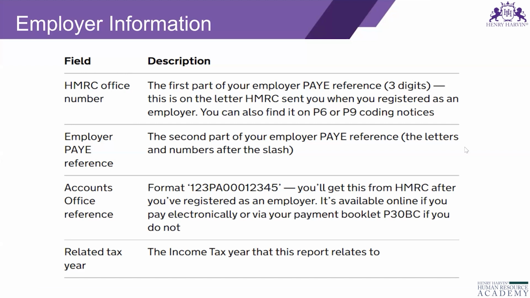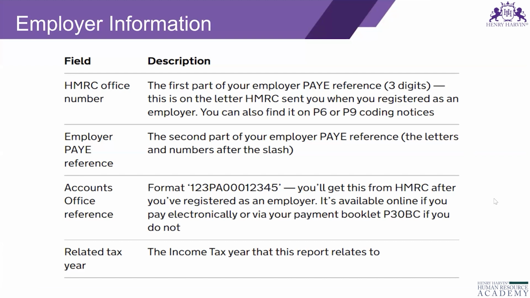If you're doing offline registration, then you'll get a booklet. It is available online if you pay electronically, or via your payment booklet P30 BC if you do not. If you have registered offline, you'll receive a booklet in which this number will be mentioned, called P30 BC. Like we receive documentation when we register with some policy, like LIC or any kind of medical, similarly, if you register with HMRC, you'll receive all the procedures and documentation from HMRC. And in the booklet P30 BC, you'll receive this number as well.